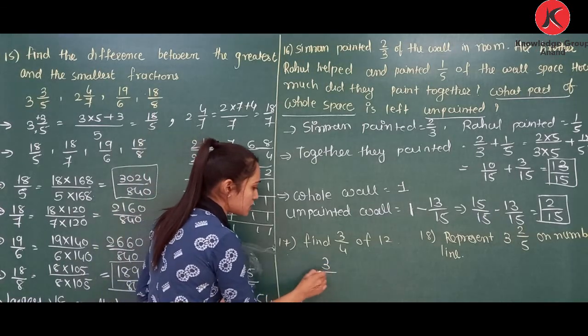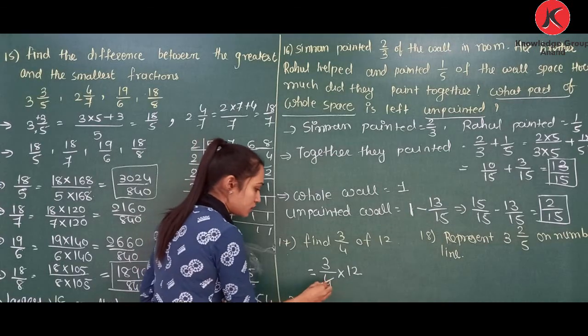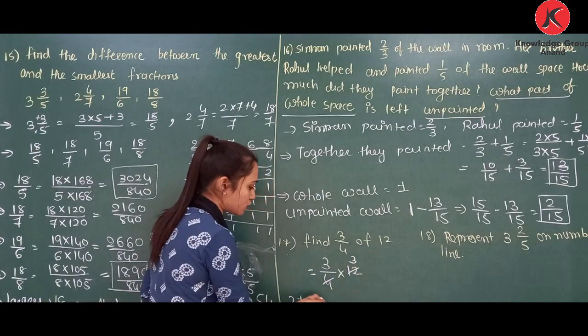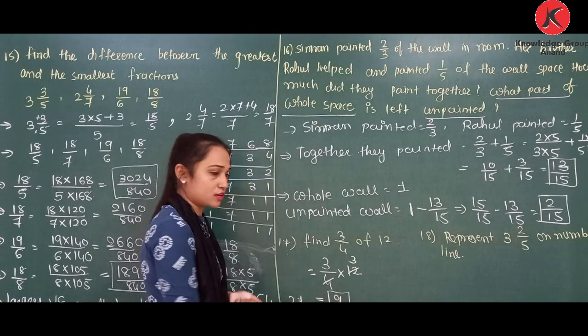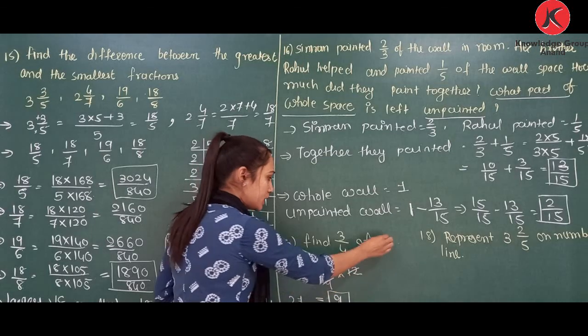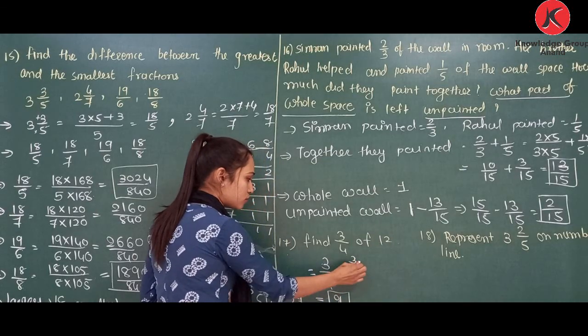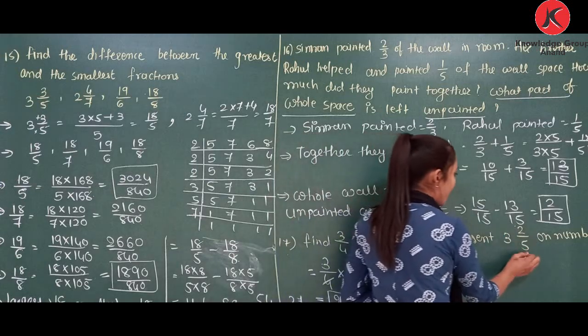3/4 of 12 is 3/4 multiplied by 12. So here 4 3s are 12, 3 3s are 9. If this kind of question is asked for 1 mark, then you can solve it. 3 by 4 of means multiplication, 12. So 4 3s are 12, now 3 3s are 9. Represent 3 2 by 5.